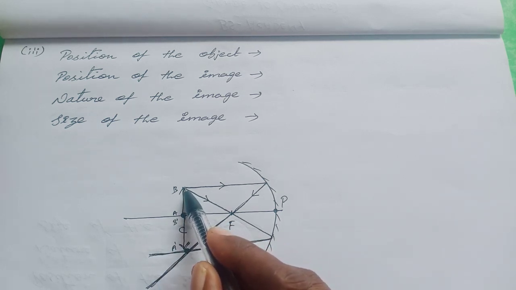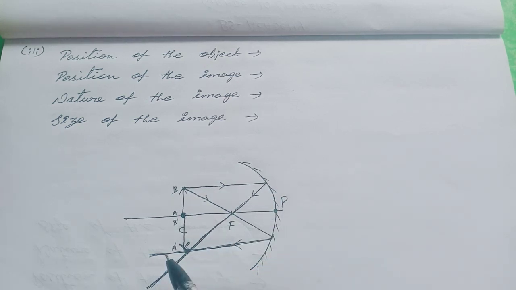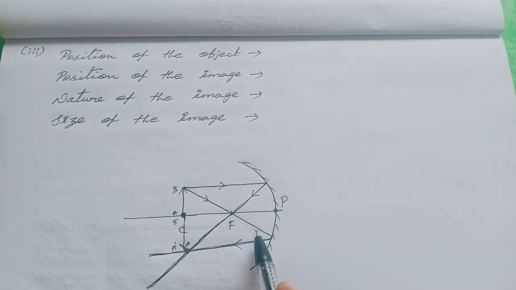So what we are doing, we are placing the object at the center of curvature, and when the incident ray is parallel to the principal axis, it passes through the focus, first rule. And according to the second rule, when the incident ray passes through the focus, then the reflected ray becomes parallel to the principal axis. And these two reflected rays are meeting at a particular point, and in that particular point the image will be formed.